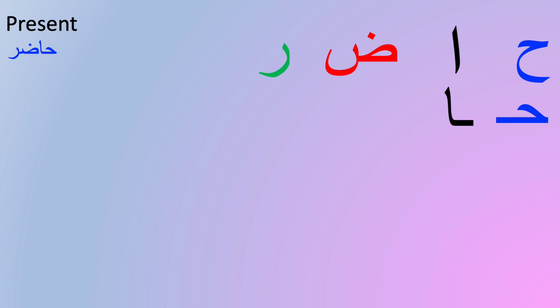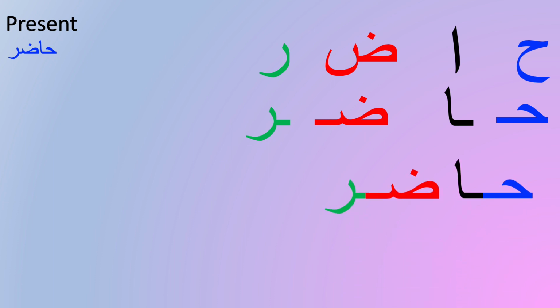So you get ha. Then the d will connect with the ra, so you get d. Then the ra will connect with the preceding da, so you get حاضر. That is the final shape. As you can see, the shape of the letter Dad in the middle is a little different because it can only connect with the following Ra, not with the preceding Alif. And this is because the Alif can only connect with the preceding letter, not with the following letter. So you get حاضر.